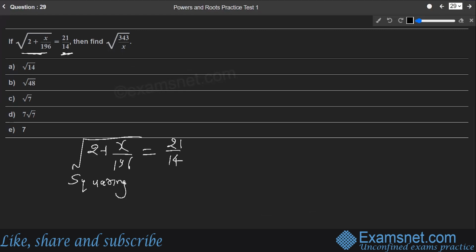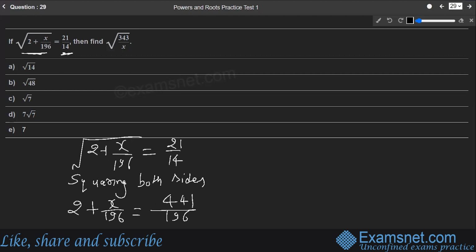If we square both sides, what are we going to receive? Squaring both sides, we receive (2 plus x) over 196 is equal to 21 squared, which is 441, and 14 squared is 196. This is what we receive. Now there is 196 here and 196 on the other side also.